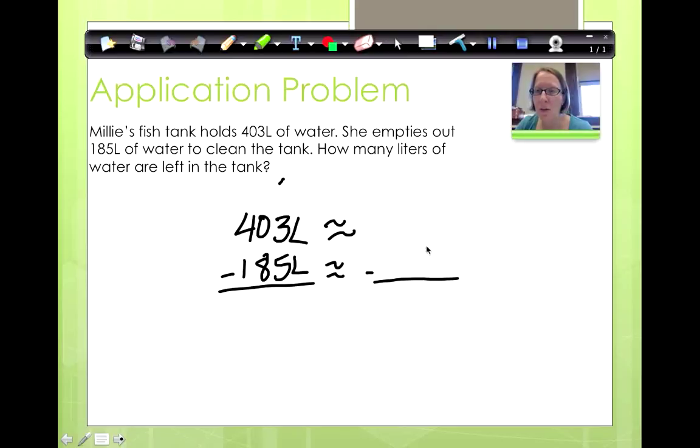Okay, welcome back. 403 rounds to what number? If we round it to the nearest 100, it's going to round to 400, isn't it? 185, it's above the 50 mark, so it's going to round up to 200. 400 take away 200 is easy. It's 200 liters. Okay, now let's try something else. Let's round it a different way. Instead of rounding it up to the hundreds, let's round it to the nearest tens place, and let's see if we're close. So, this time I'm going to erase this part.